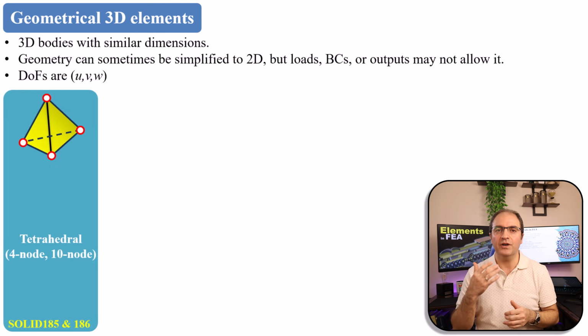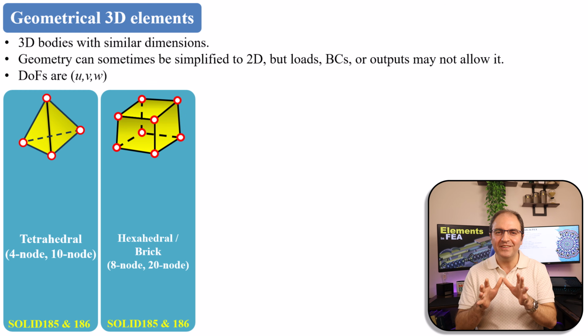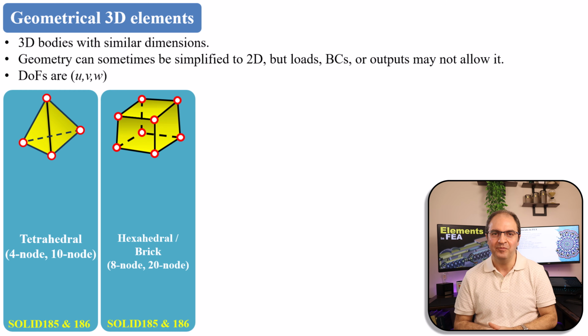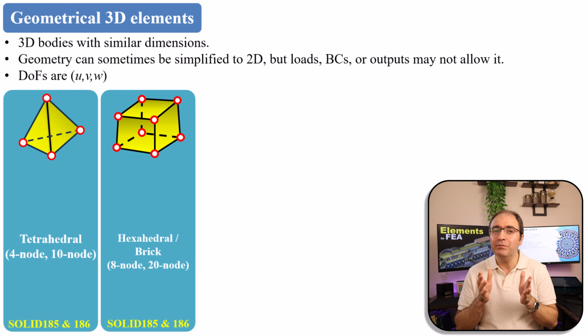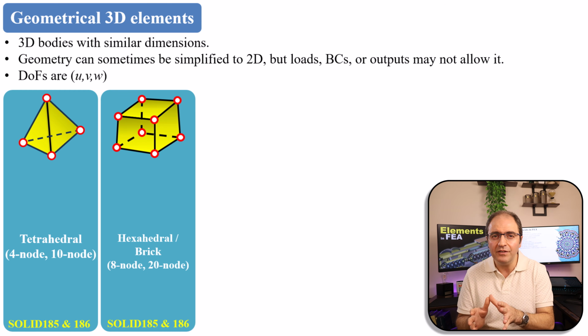First, we have tetrahedral, or in short is called TET elements. They can fit complex geometries easily, but often require a finer mesh to achieve a good accuracy. Then we have hexahedral, or in short, they are called hex elements. They are also called brick elements. These elements are generally preferred over tetrahedral elements because they offer better accuracy and are more tolerant to distortion.